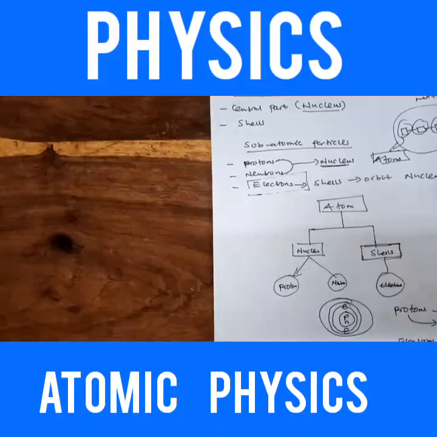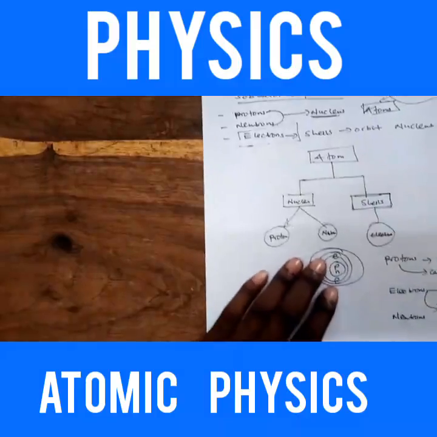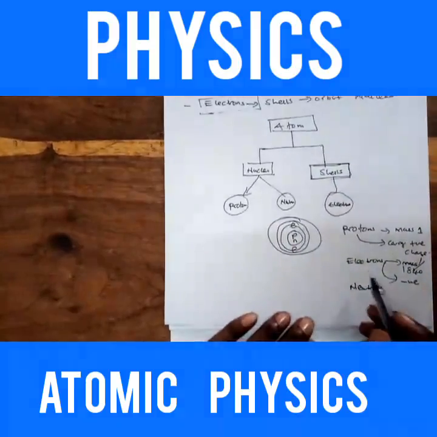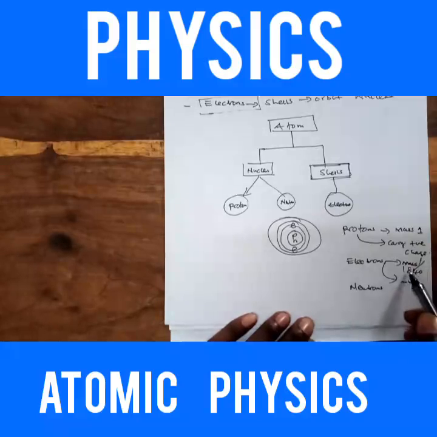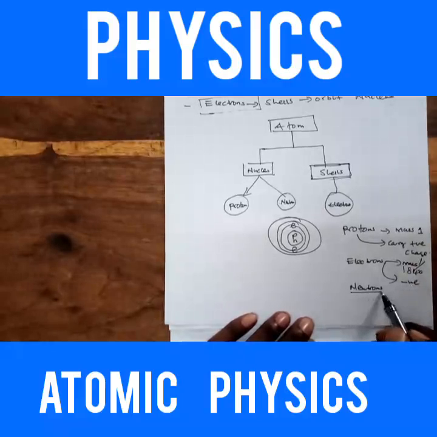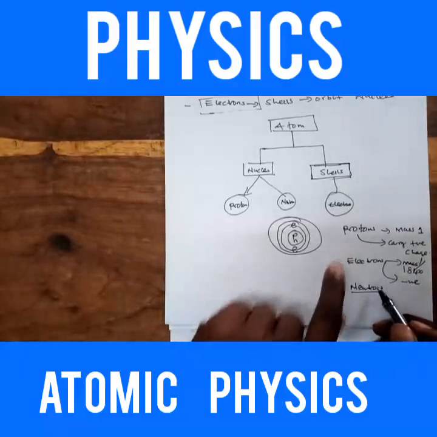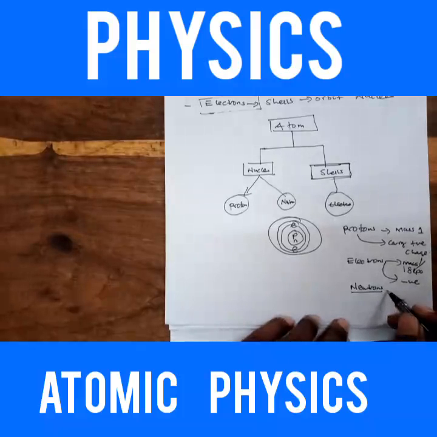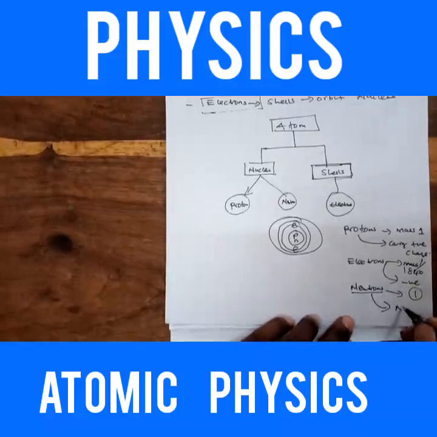The neutrons, so this is the mass of electrons. They have a mass of 1 over 1840, and they carry a negative charge. For neutrons, the neutrons are found in the nucleus together with the protons. These have a mass of 1, and they do not have any charge. They are neutral. The charge is 0.